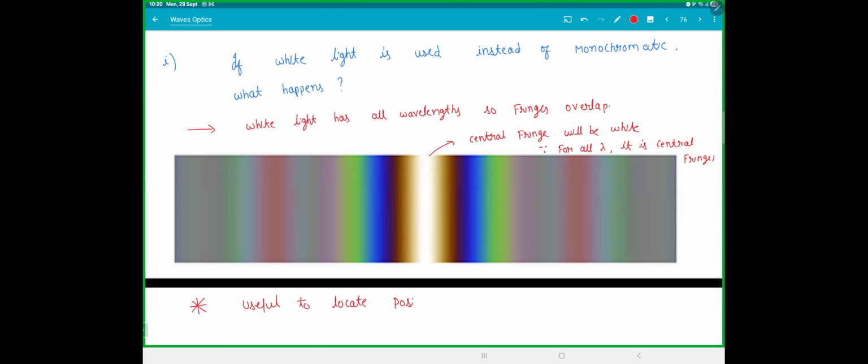Even though we know mechanically it is in between the slits, the distance between the slits is in millimeters and the distance to the screen is 2 to 3 meters, you can't exactly locate it. So this is the best thing to do. Shine white light, and the point where you get a white spot is your central maxima.